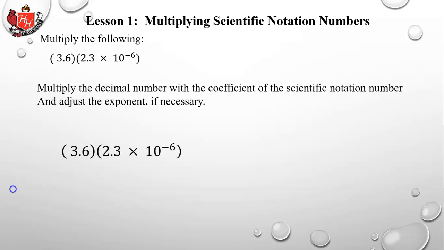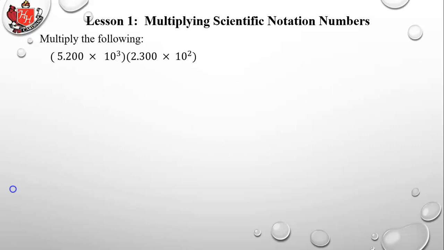Okay, so 3.6 times 2.3 gives you 8.3, and then you didn't change the scientific notation number. It's still 10 to the minus 6. We did not need to adjust the decimal or the exponent, but you're going to see that coming up here pretty soon.